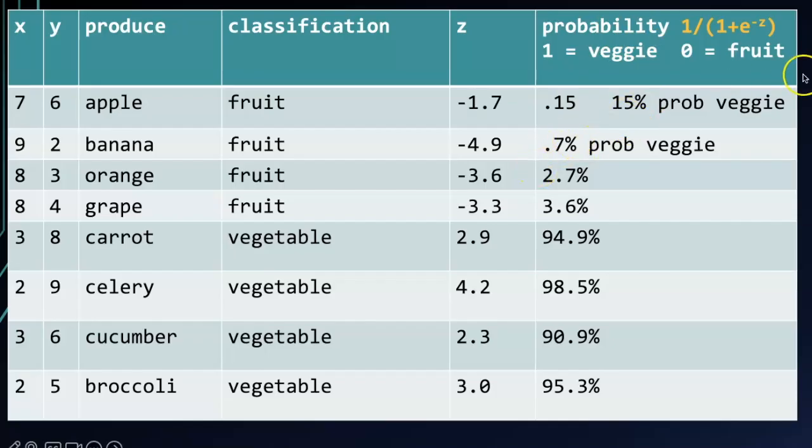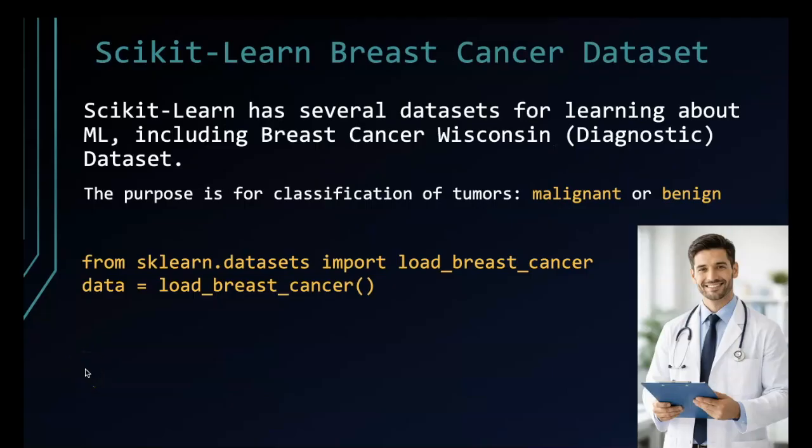Banana, even smaller, less than a 1% probability of being a vegetable. Orange is not a vegetable, only a 2.7% chance of being a vegetable. A grape, a very tiny chance. But our real vegetables, carrot, celery, cucumber, broccoli, all have over a 90% chance that they should be classified as a vegetable. That was just a toy example. Let's try a real life example.